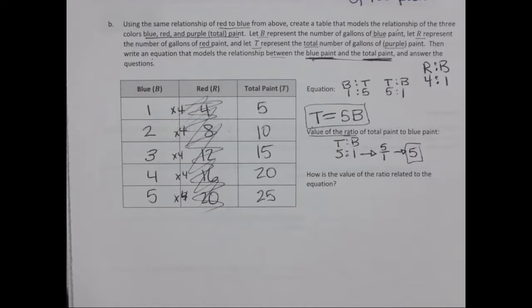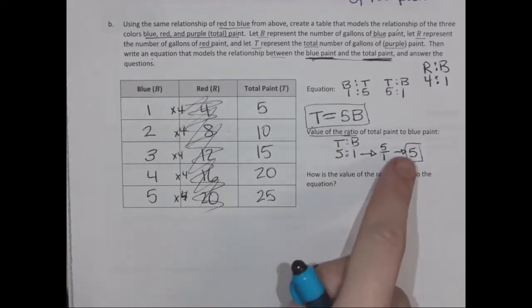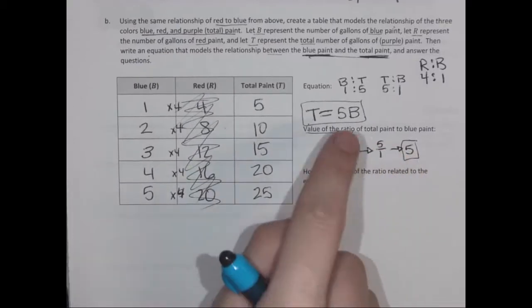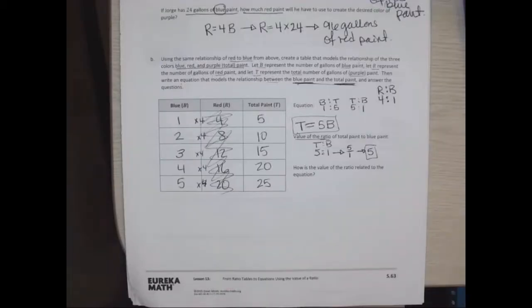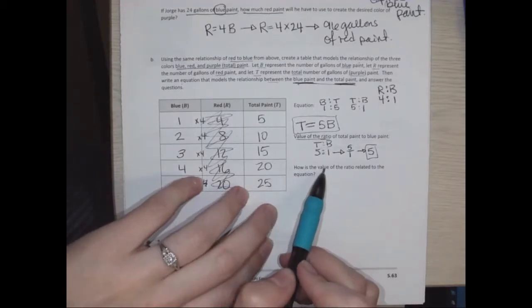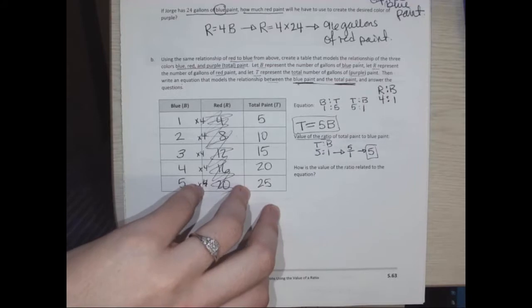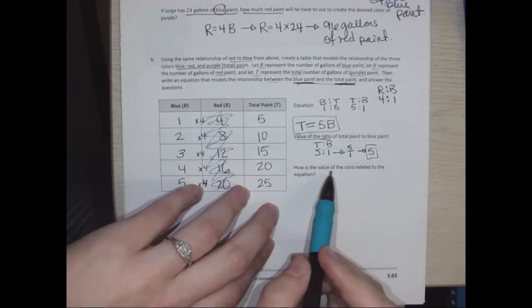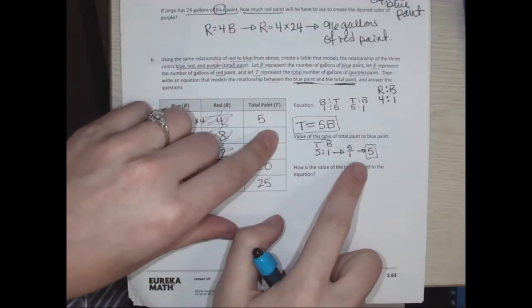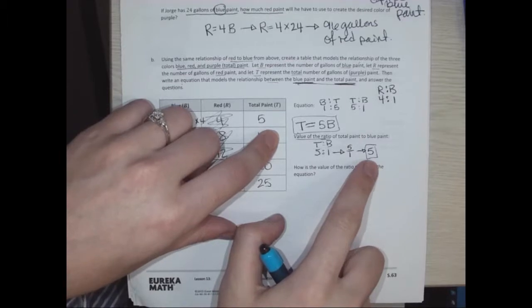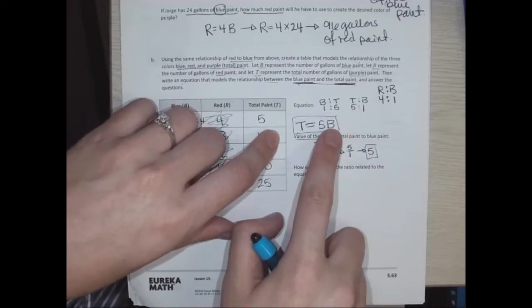Okay, who has a great explanation? What is the relationship between the value of the ratio and the equation? Amaya, what you got? Okay. So we need to understand the value, how it's related to the equation. What do you see? Juanita: That the value is 5 and what you're multiplying is 5.